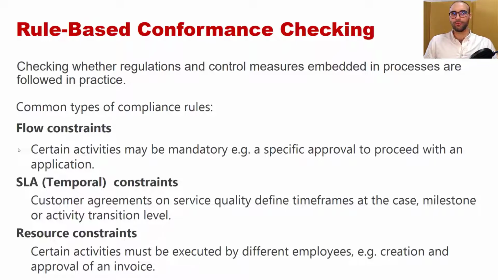Rule-based conformance checking is used when you have some rules inside your organization and you want to check the conformance of cases across the organization. Sometimes you have a flow constraint, which is a constraint based on the order of activities or the execution of mandatory activities. That's what we call a flow constraint. For example, you may assume that every object that has been repaired should be tested. That's a flow constraint, based on the sequence of activities.